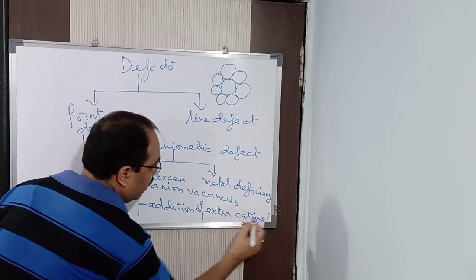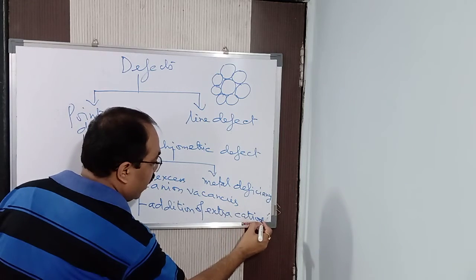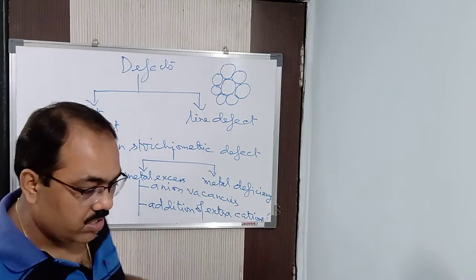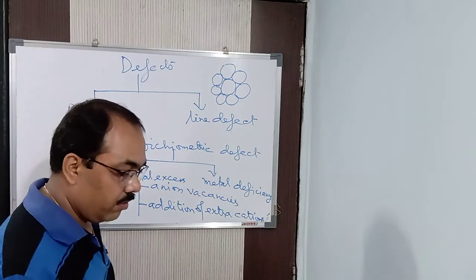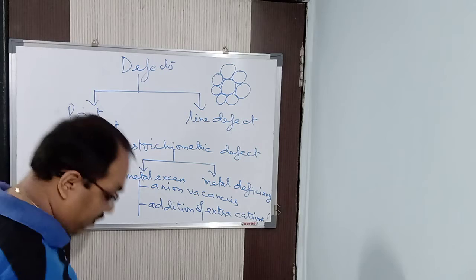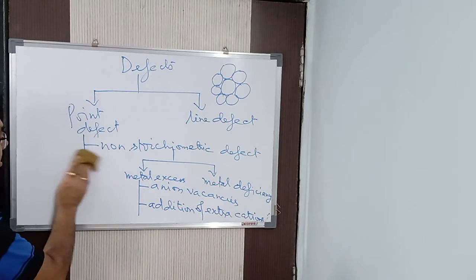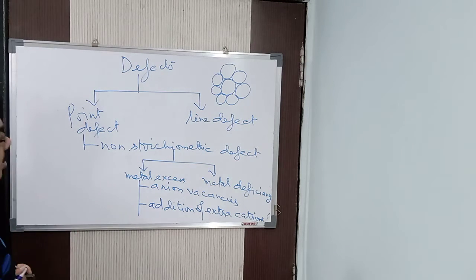Where am I going to add them? In the interstitial site I am going to add the extra cations. Now how will we understand this? The first one is anion vacancies. Now what do you mean by anion vacancies?